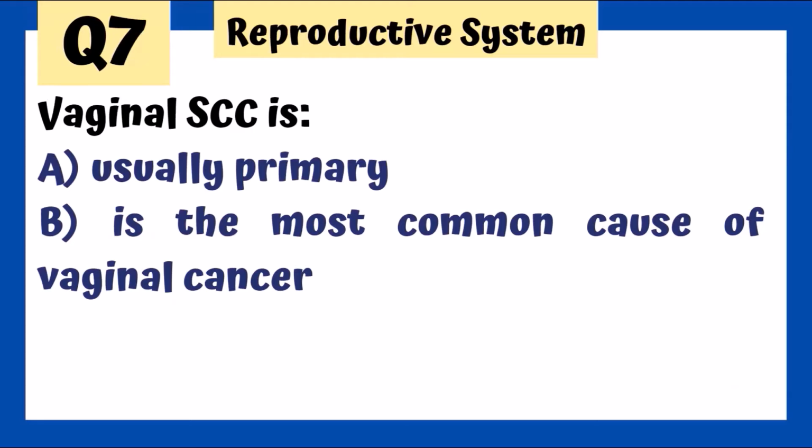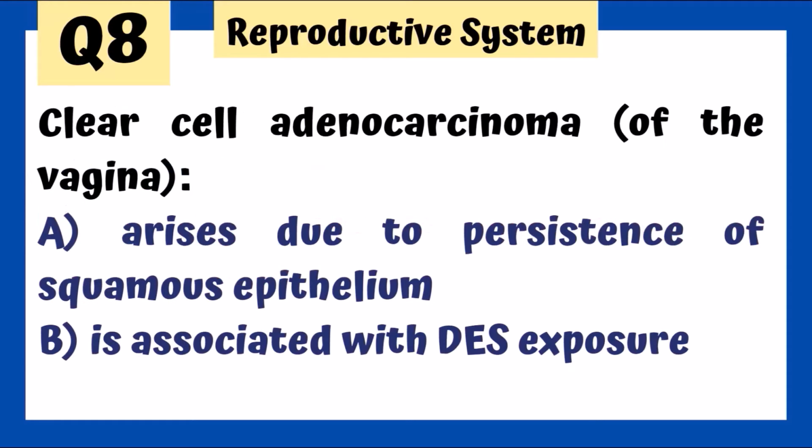Vaginal squamous cell carcinoma is usually primary? No, it's usually secondary to cervical squamous cell carcinoma, and it is actually the most common cause of vaginal cancer. Now just remember that vaginal cancer is pretty rare. Vaginal squamous cell carcinoma is still pretty rare, but of the vaginal cancers, the most common cause is squamous cell carcinoma, secondary to cervical cancer.